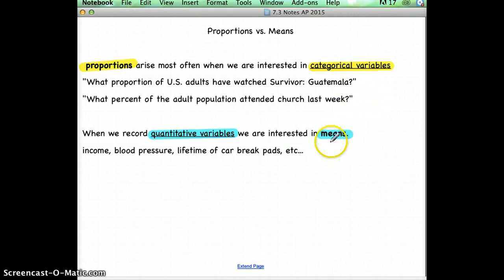You're going to be dealing with means when you have quantitative variables. So that would be income. We could poll people on their average income, their average blood pressure, the average lifetime of a car brake pad. Anytime it's quantitative, you could find the mean, and that's what we're going to deal more with today in 7.3.